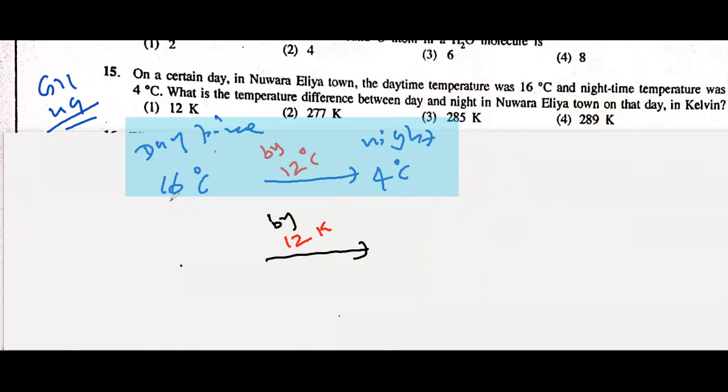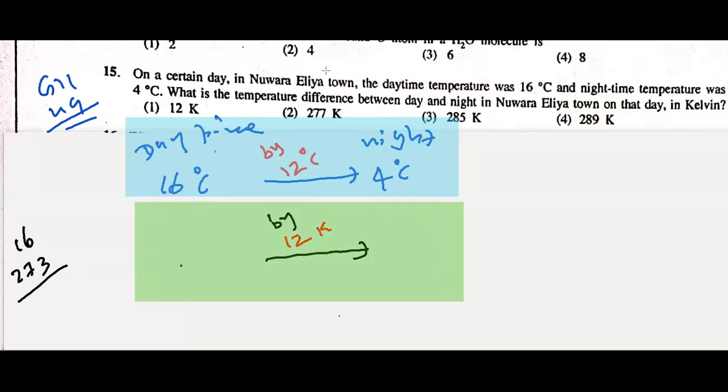How to convert 16 degrees Celsius? 16 plus 273, then I'll put the value here in Kelvin. This is how you should do it. Convert both the temperatures into Kelvin, then you get the answer. Convert this into Kelvin, this also into Kelvin. 16 in Kelvin is 289.